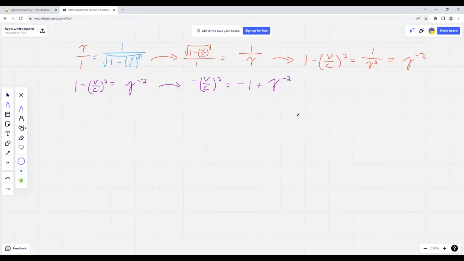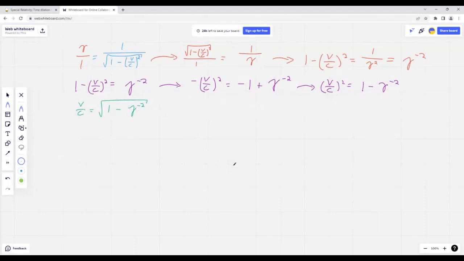So technically now, I can either multiply or divide by -1, which is the same as just flipping all the signs, and that makes the placement of the 1 make a little more sense. So we'd have v over c squared is equal to now a regular, positive 1 minus gamma to the -2. And then finally, I'd want to take the square root of this to get just v over c. And that's going to tell me that the ratio of the velocity compared to the speed of light is equal to the square root of 1 minus gamma to the -2.